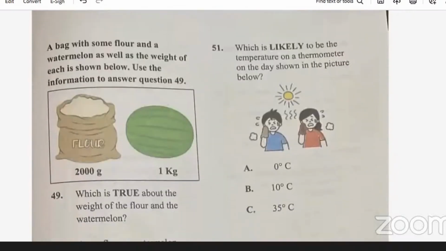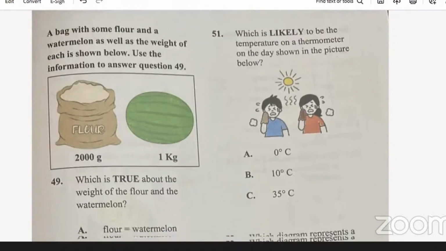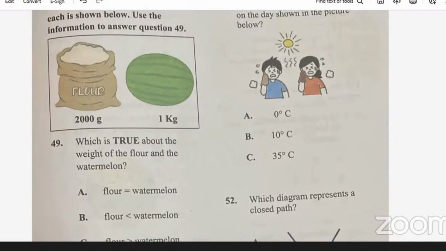All right, let's get to question 49. A bag with some flour and a watermelon, as well as the weight of each, is shown below. Use the information to answer question 49. We have the flour with the weight shown in grams, 2,000 grams, and the watermelon, which measures 1 kg. Which is true about the weight of the flour and the watermelon?